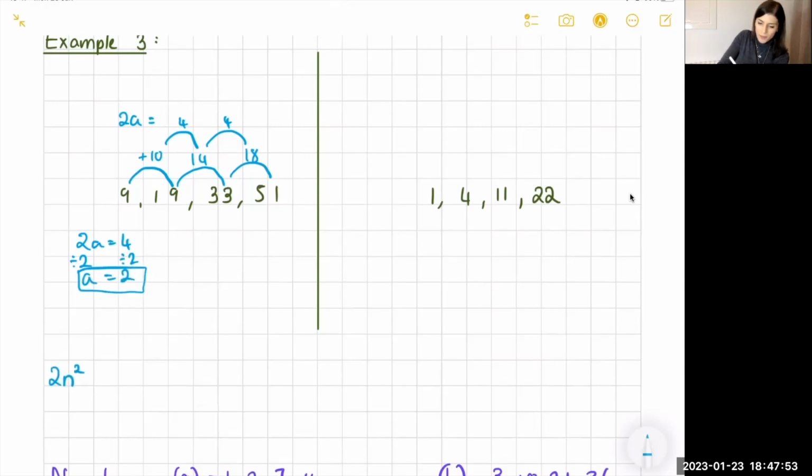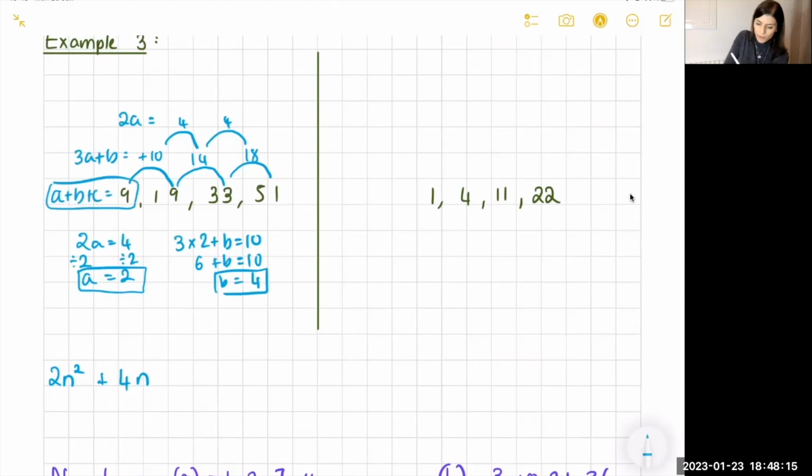Then 3a plus b is equal to 10. 3 times 2 plus b is equal to 10. So 6 plus b is equal to 10. b is equal to 4. So plus 4n. And then a plus b plus c is equal to 9. So a is 2. b is 4. And then we want our c. So 6 plus c is equal to 9. c is equal to 3. So you put that at the end.